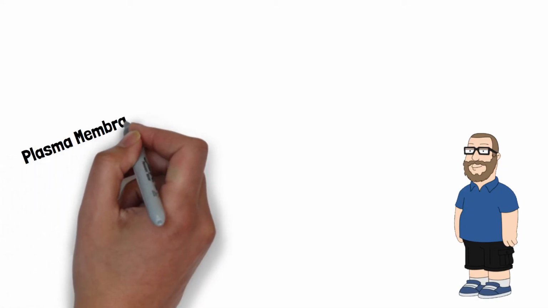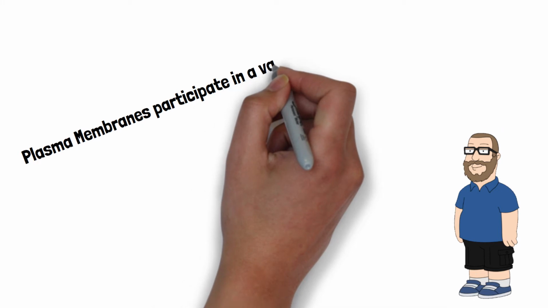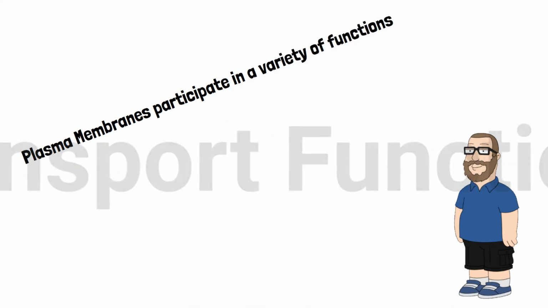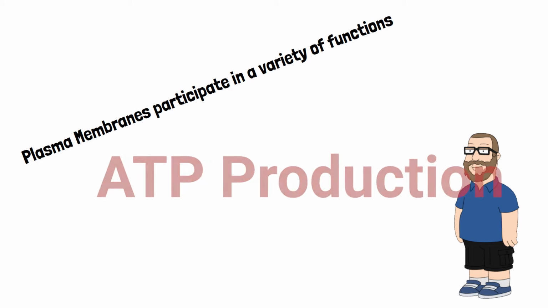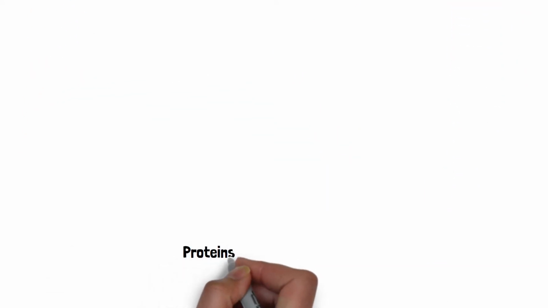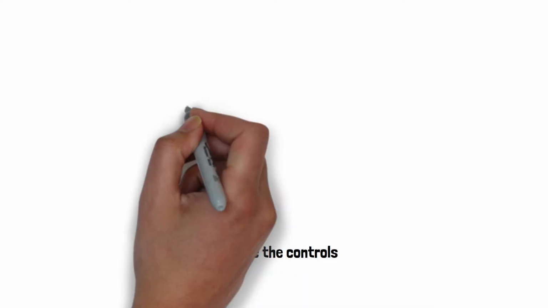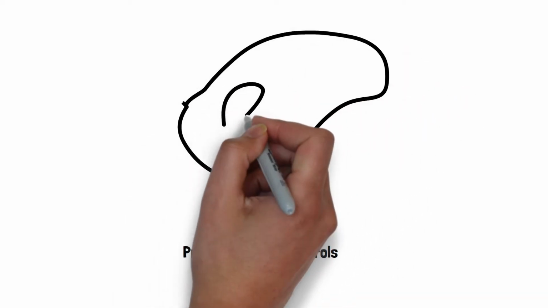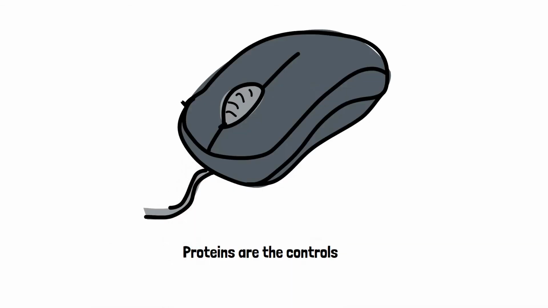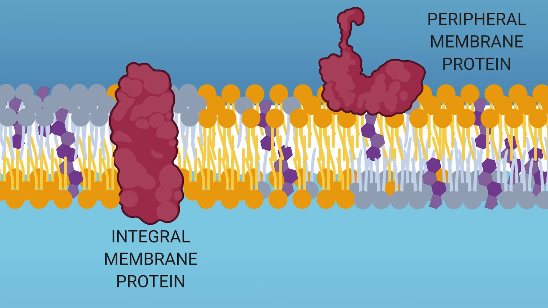Membrane proteins fulfill a variety of functions. These range from passive transport of molecules to the complex production of ATP. If we think again of the membrane as an interface, then the proteins are the controls. The transportation of particular molecules in particular ways is fundamental to life. So, let's take a look at the different types of proteins and mechanisms that are involved in regulating the flow of molecules across the plasma membrane.